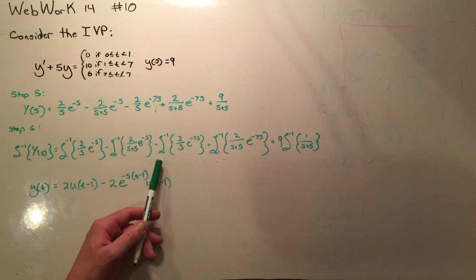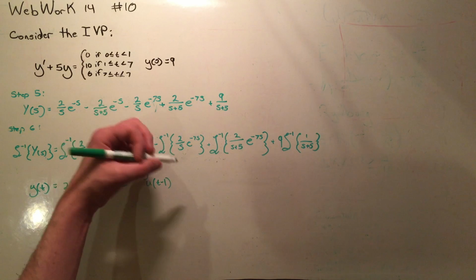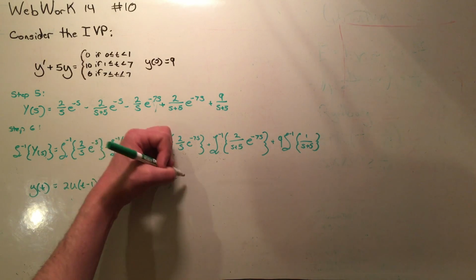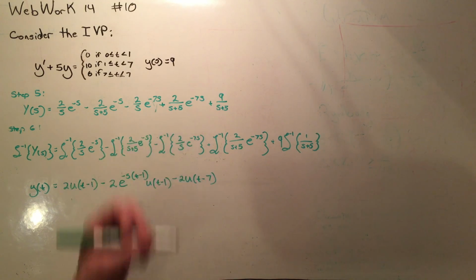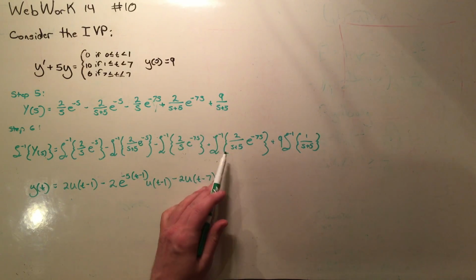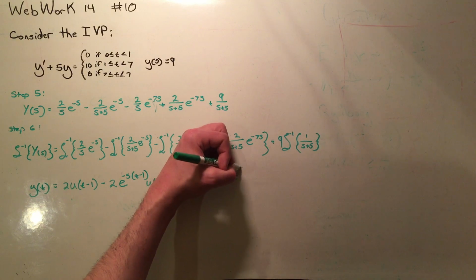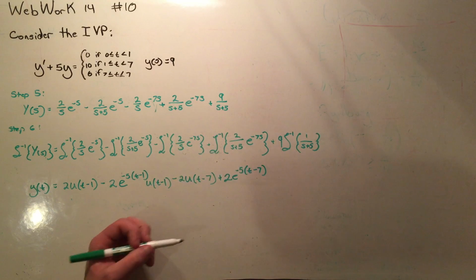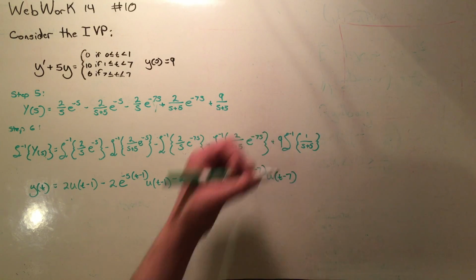So anyways, our next step is going to be pretty much identical to this, only the unit step function is going to be shifted to 7 instead of 1. So 2u of t minus 7 plus, again, we're going to have 2 e to the negative 5. This time we need to shift it right by 7 times our step function of t minus 7.